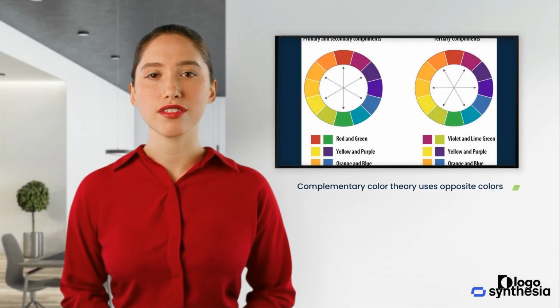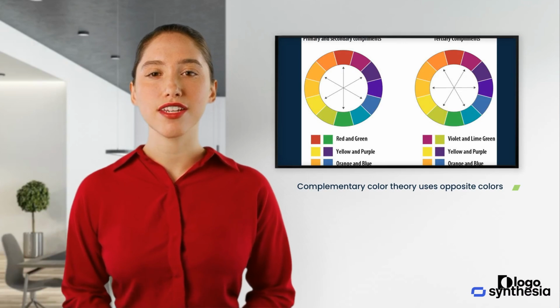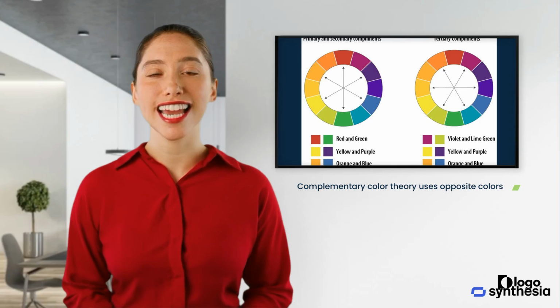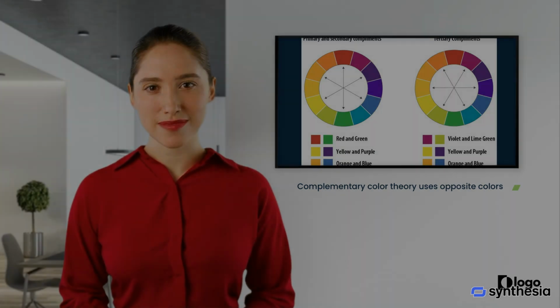Complementary color theory uses opposite colors on the wheel to create strong contrast and energy. This approach is ideal for dynamic and exciting designs, adding vibrancy and movement to spaces.